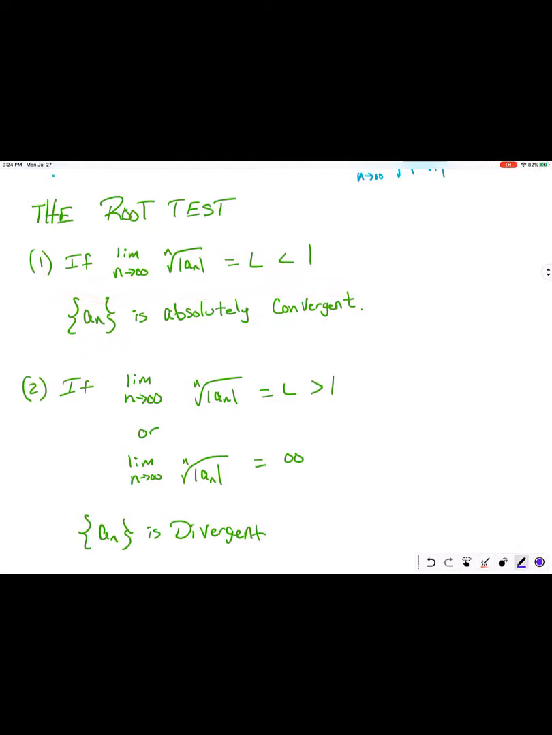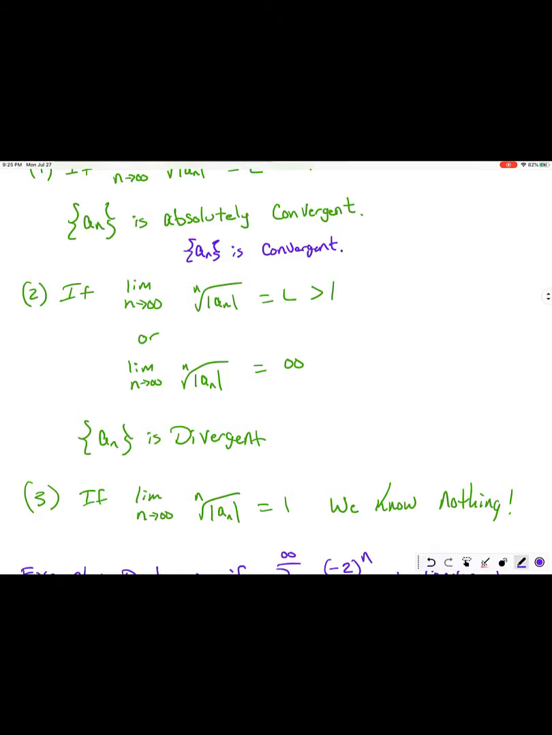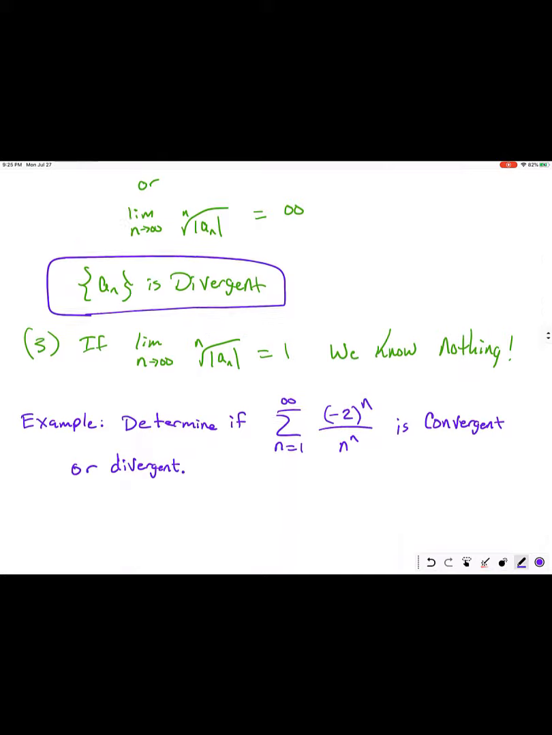And remember, if a sub n is absolutely convergent, that means that a sub n itself, that series, is convergent. So if something's absolutely convergent, it's also convergent. The second thing that we could find is the situation where the limit as n approaches infinity of the nth root of the absolute value of a sub n is equal to L, and that's bigger than 1, or it's equal to infinity. So if that's the case, then a sub n is divergent.